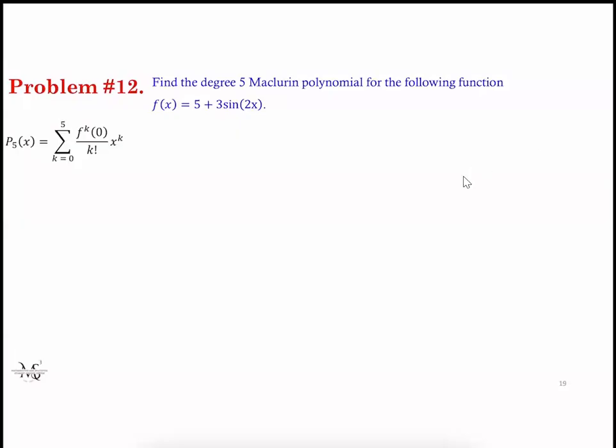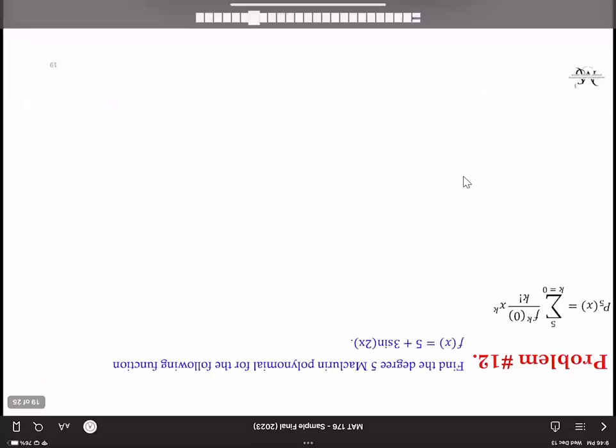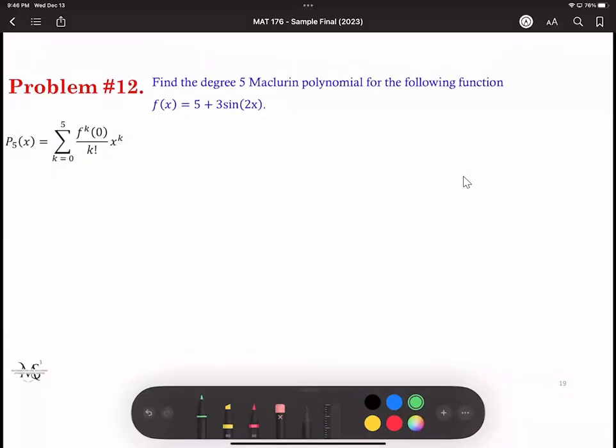All right, so for problem number 12, it says find the degree 5 Maclaurin polynomial for the following function, f of x equals 5 plus 3 sine of 2x. So they give you the formula again for the Maclaurin polynomial for degree 5.